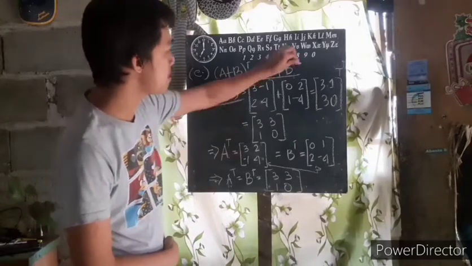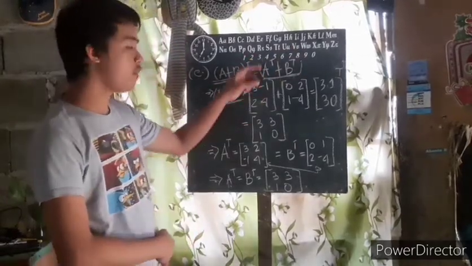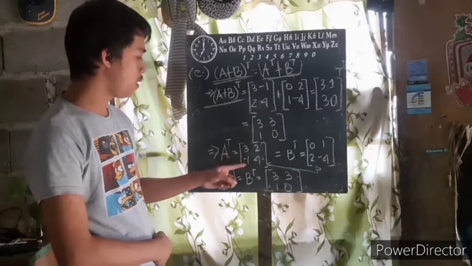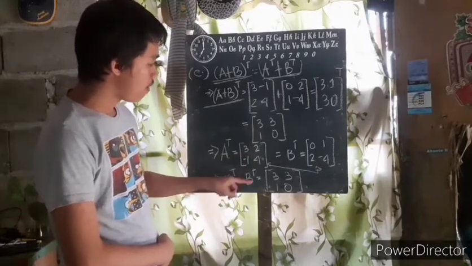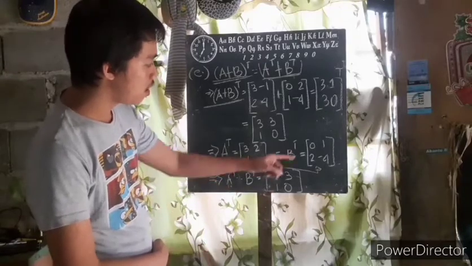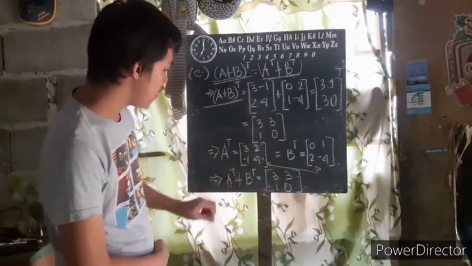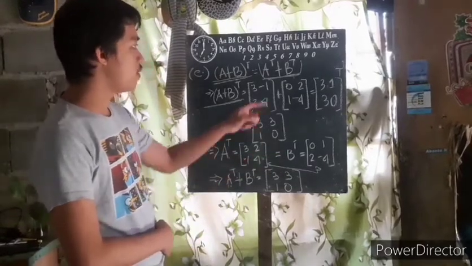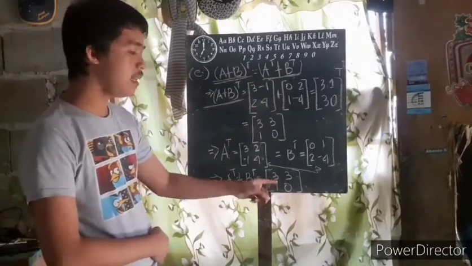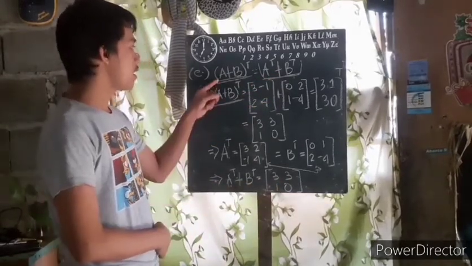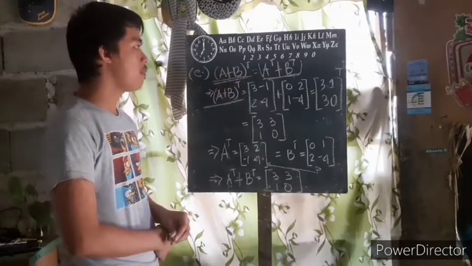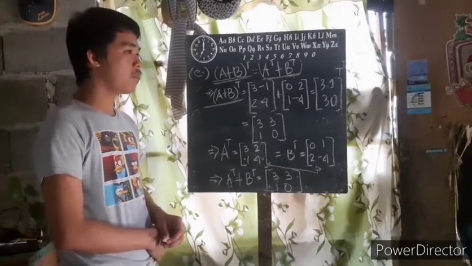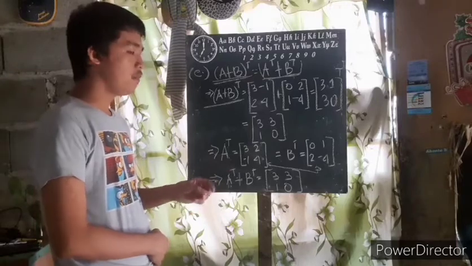So next, let's find this. First, we need to find the transpose of A. So this is the transpose of A: 3, 2, negative 1, and 4. Then find the transpose of B, which is 0, 1, 2, and negative 4. Then let's add the two matrices, so we can get the answer of transpose A plus transpose B, which is 3, 3, 1, 0. Since transpose of (A plus B) equals transpose A plus transpose B, therefore matrices and scalars satisfy the stated property of the matrices.